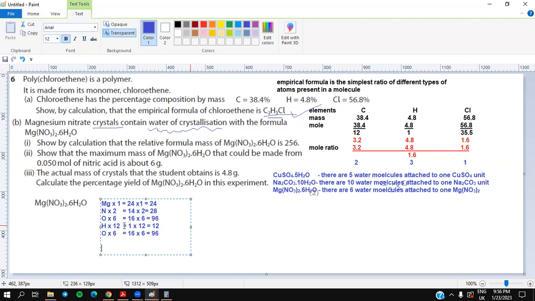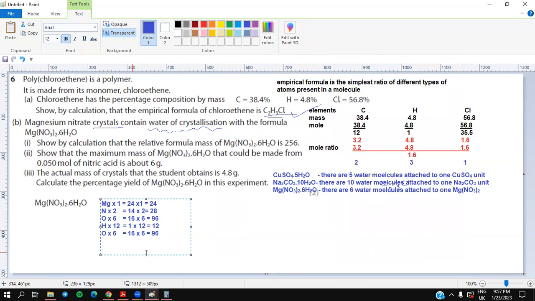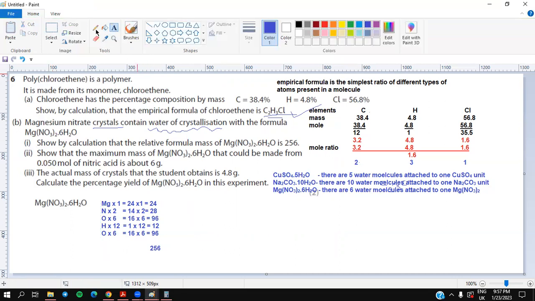Now we have to get the total mass. Total mass is equal to 24 plus 28 plus 96 plus 12 plus 96. 256. There I get the answer, 256. Is it the same as what the question is asking? Yeah, here it is 256. You got the answer, 256. Your question gives 256. I also calculated 256. So the answer is done.